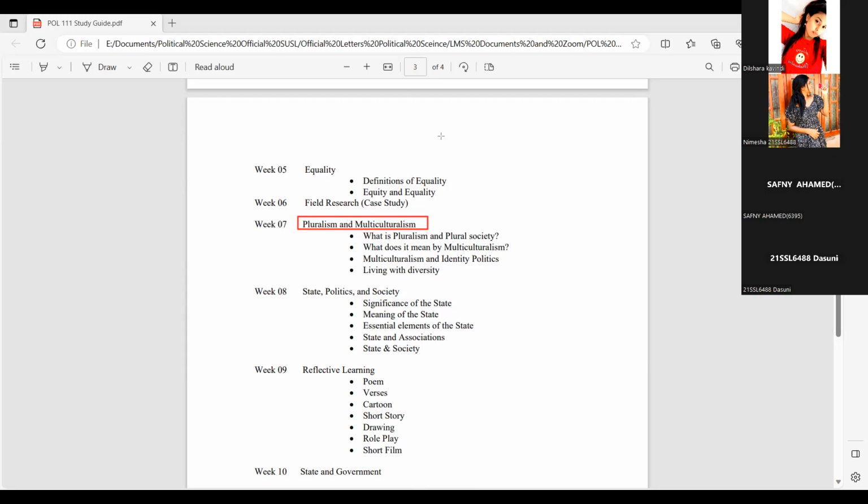So then we will discuss another topic, state, politics, and society: significance of the state, meaning of the state, essential elements of the state and association, state and society. I think you studied all these things in your advanced level courses, right? Then reflective learning in the 19th week.